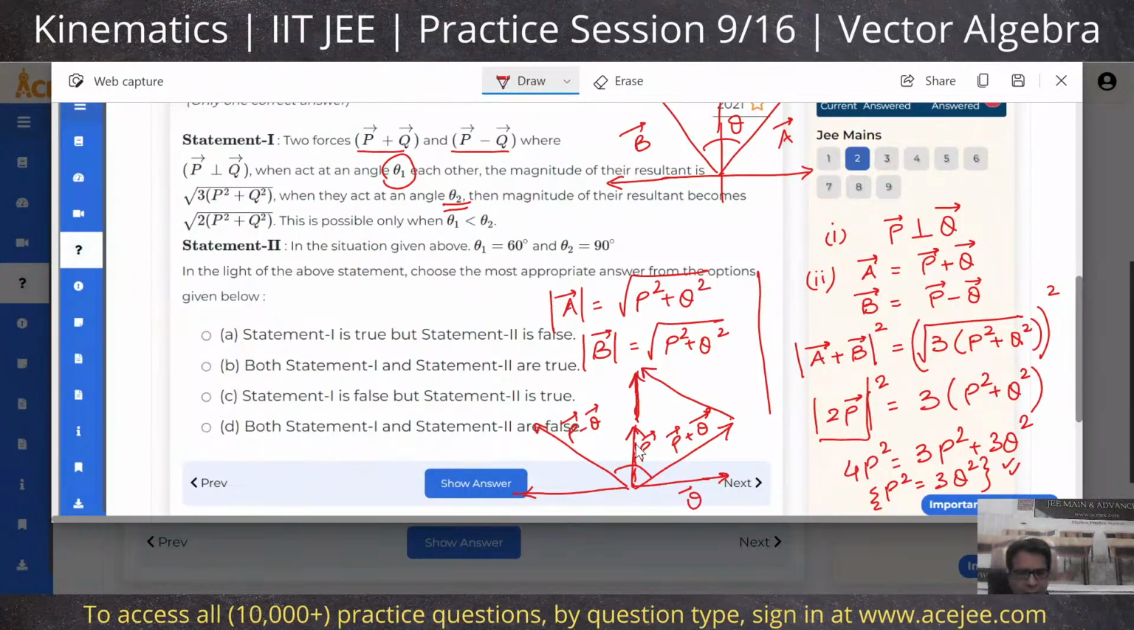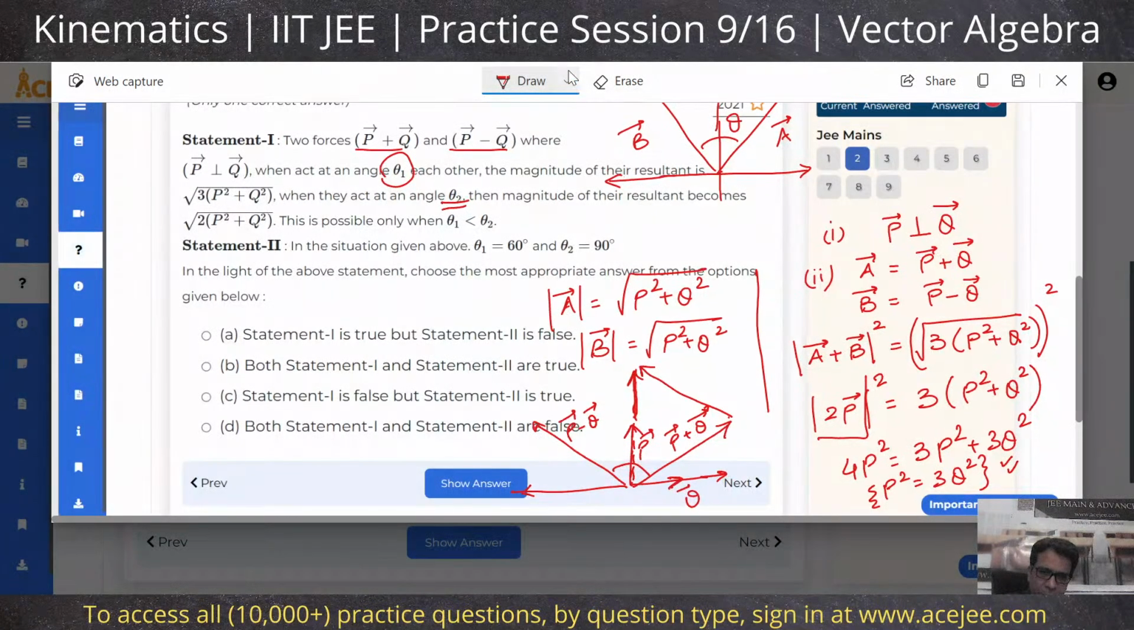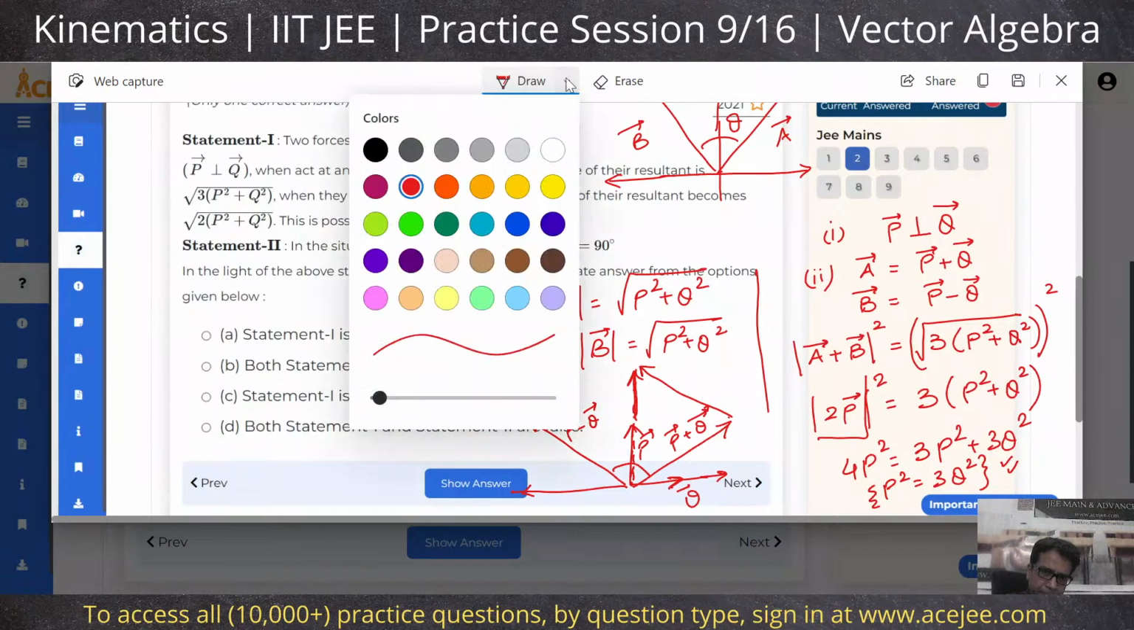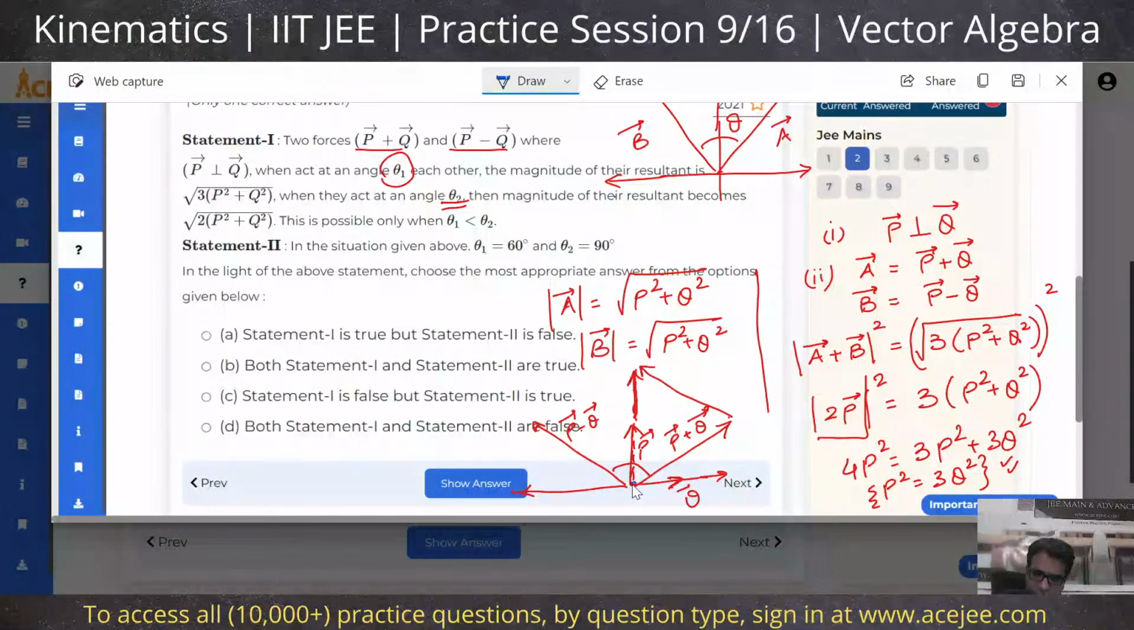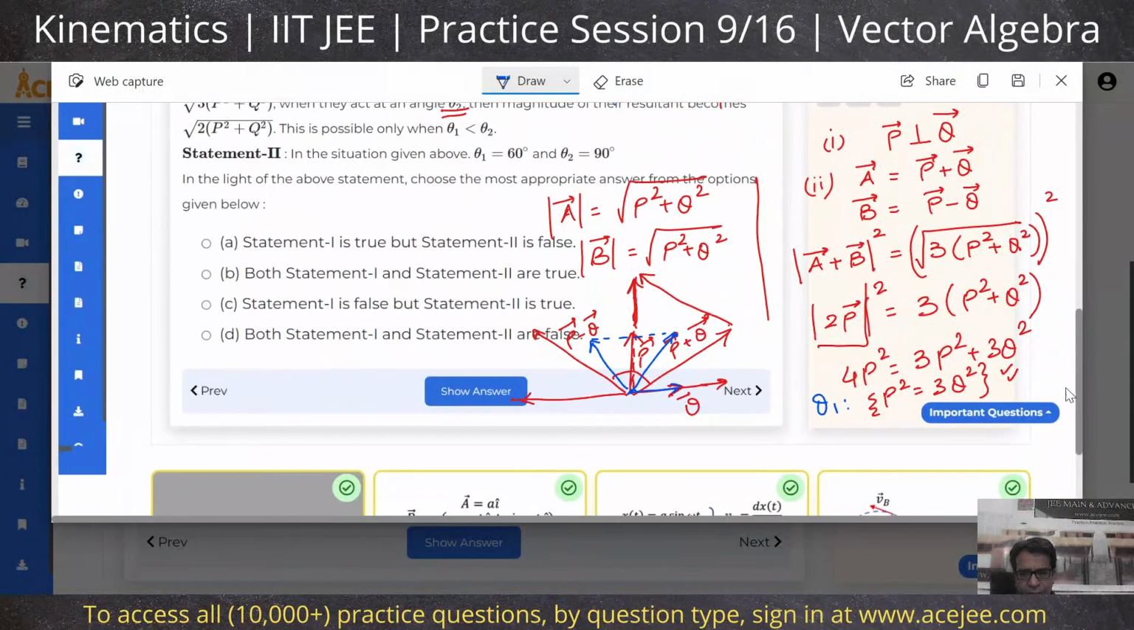Of course, if Q is only this much, let me change the color, then you will have a different angle between the resultant. The resultant would be here. You will have a different angle, correct? So I just want to make sure that you don't feel stuck if you got into this situation. If you approach through this way, this is what you get when the angle is theta 1. Similarly, you will get another relationship for theta 2.